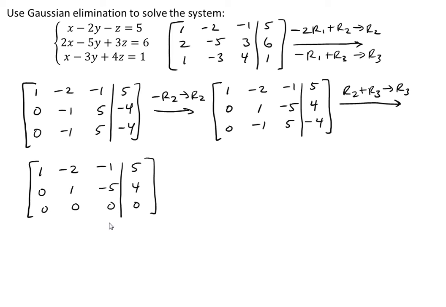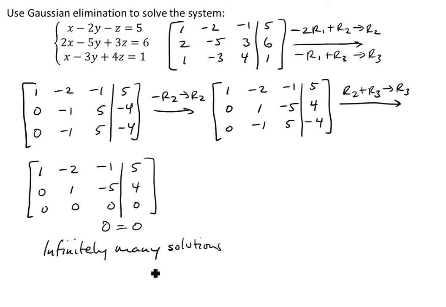Okay, but my third row says 0x plus 0y plus 0z, which is 0, equals 0. So there's no variables in that equation, but it is a true statement. 0 is equal to 0. So that would indicate then that there are infinitely many solutions. So whenever we get that type of result where there's no variables but it is a true statement, our conclusion is that there's infinitely many solutions.